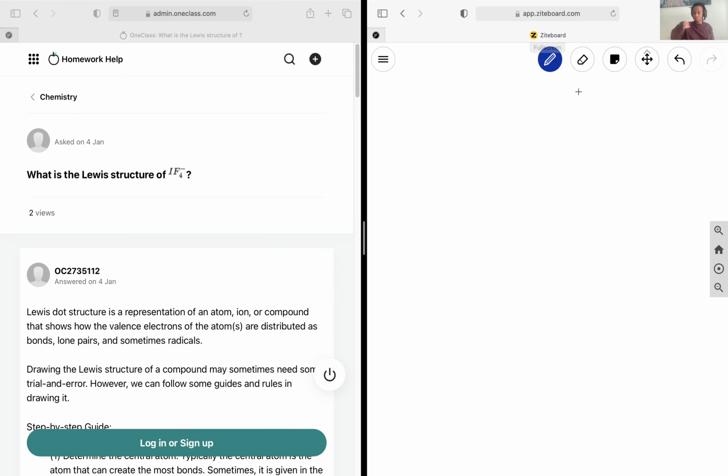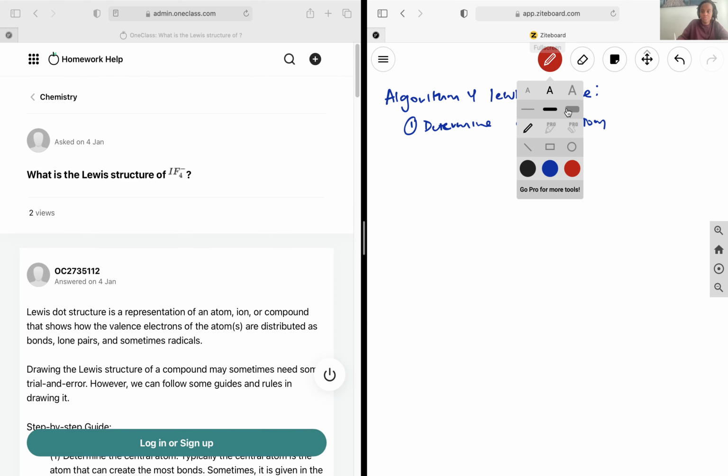Next up, we're looking for the Lewis structure of IF4. And so just a quick algorithm on how to find the Lewis structure. First off, we want to determine our central atom. It will usually be the one that can make the most bonds.